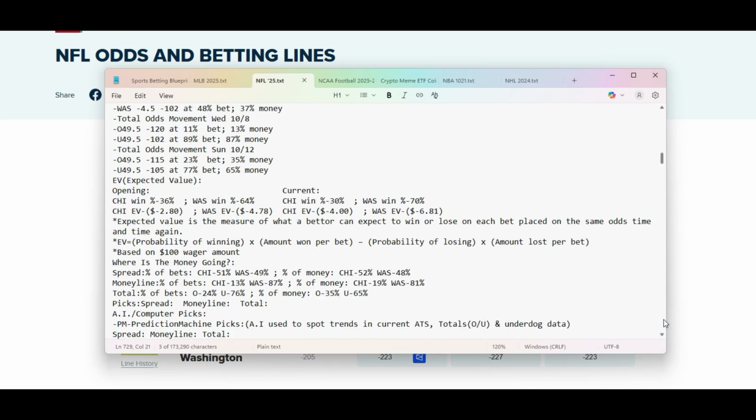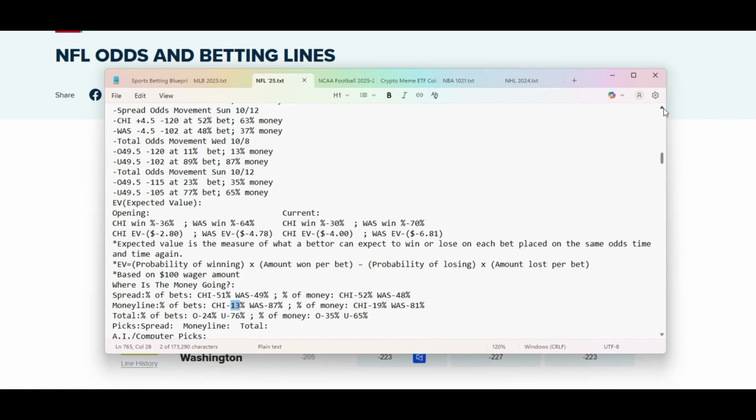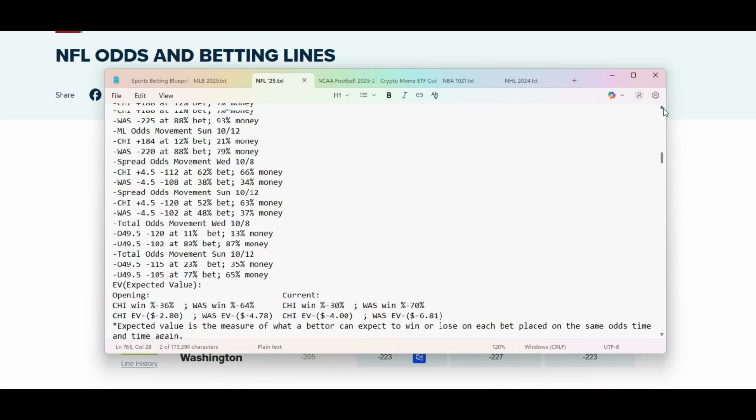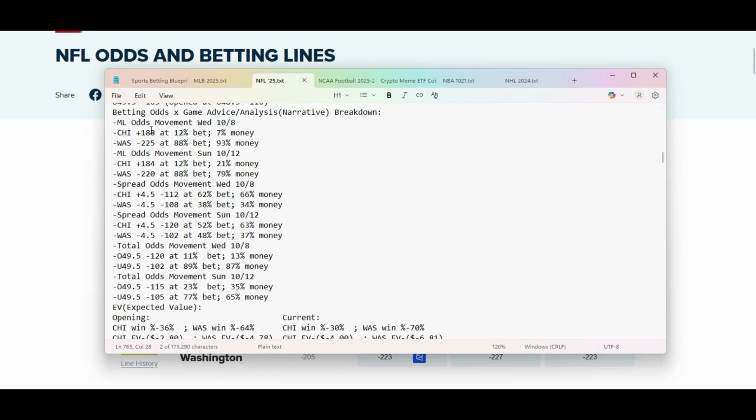The splits currently, plus 220, minus 270, give Chicago 13% of the betting percentage on the money line, 87% on Washington on the money line. 19% of the money going with Chicago, 81% going with Washington. All right, percentage of bets on the spread, 51% for Chicago, 40. Well, okay, we'll go over the spread in a moment. But we'll just focus on the 87% for Washington on the betting and 81% of the money on Washington.